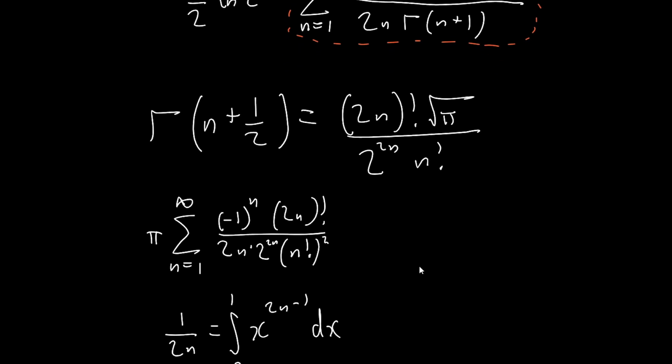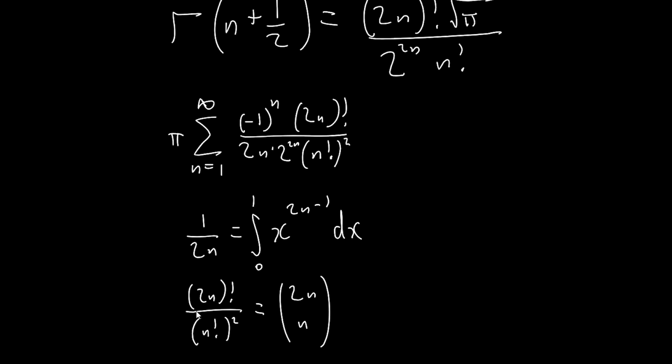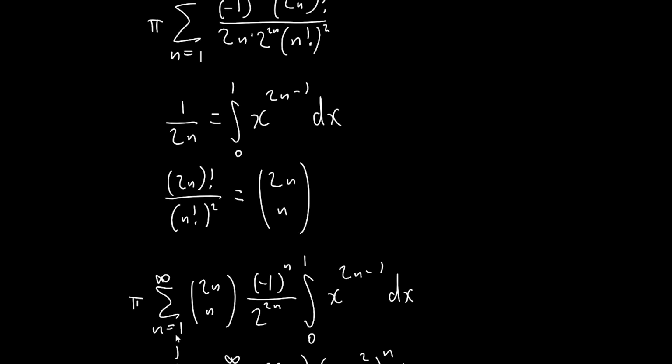Now what we're going to do is write 1 over 2n as the integral between 0 and 1 of x to the 2n minus 1. We're going to write 2n factorial over n factorial squared as 2n choose n. And now we're going to write our sum like this. Now this is going to seem kind of crazy, but bear with me. So we have sum from n equals 1 to infinity of 2n choose n times minus 1 to the n over 2 to the 2n times the integral between 0 and 1 of x to the 2n minus 1.